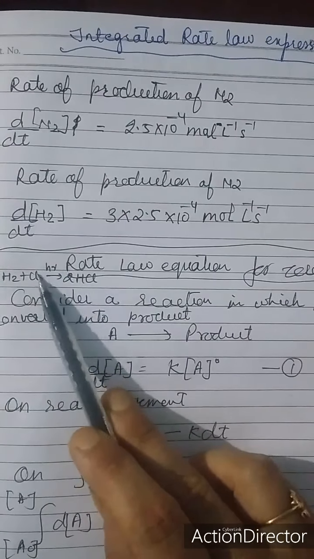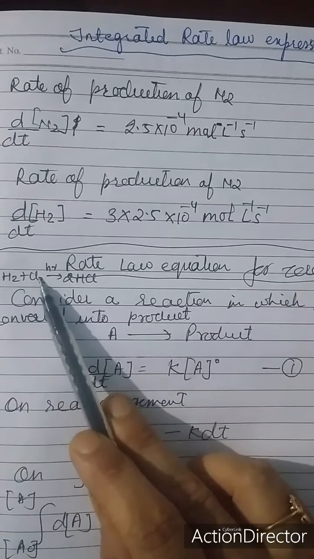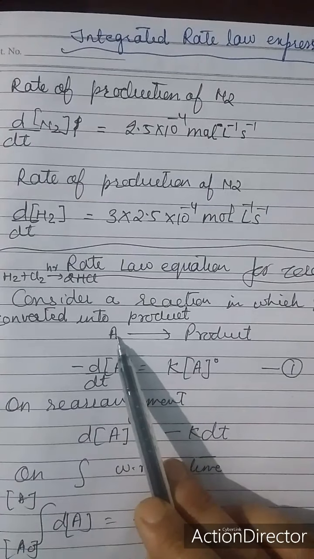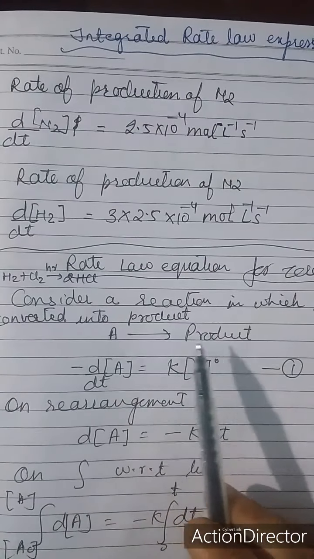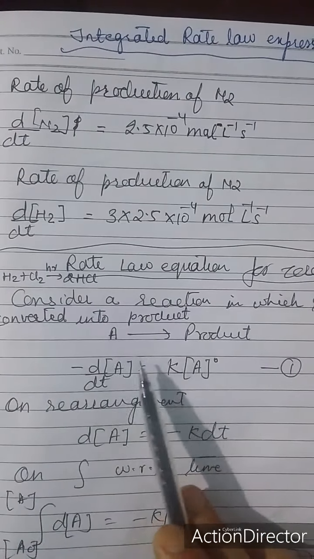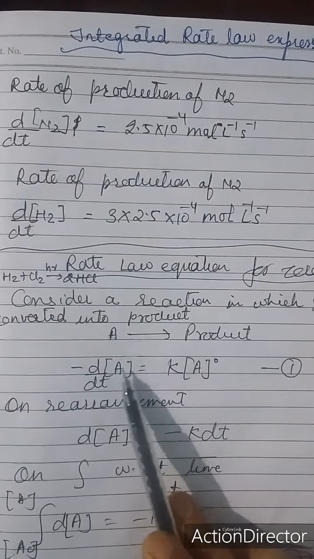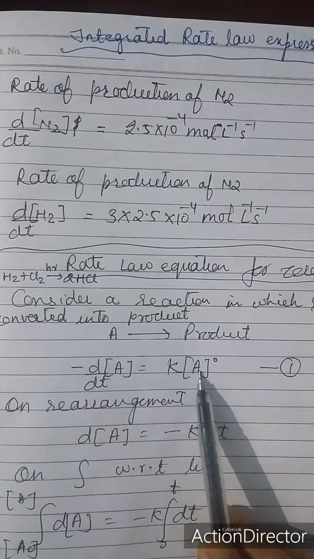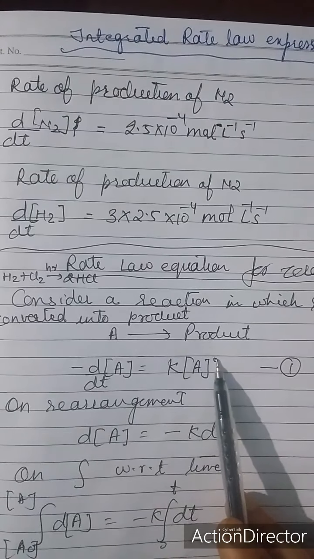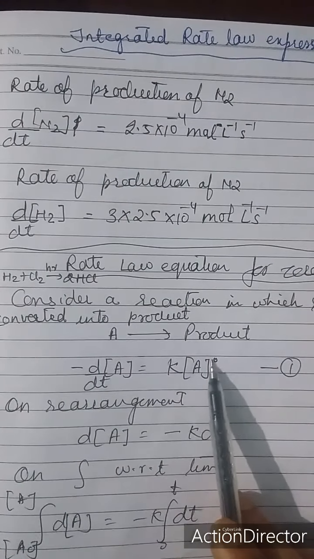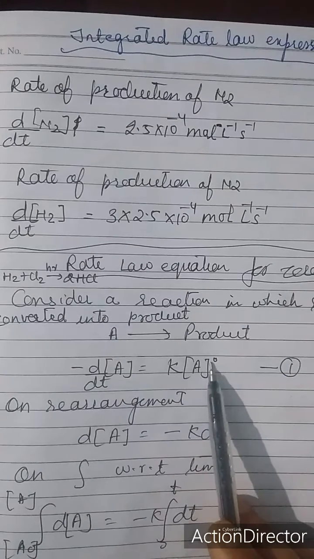So the rate of reaction does not depend on the concentration of H2 and Cl2, and hence it is a zero order reaction. Now let us consider a reaction in which a reactant A is getting converted into product. So the rate law equation will be -d[A]/dt is equal to k, and the reactant raised to the power of its order. Since this is a zero order reaction, here we will write 0.